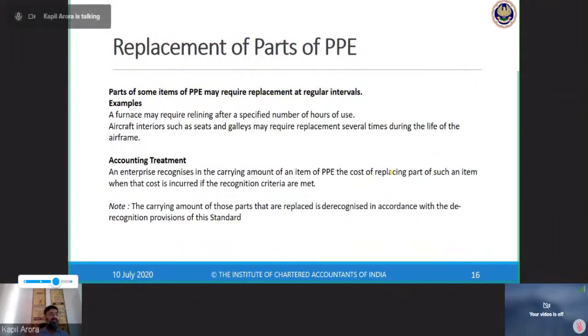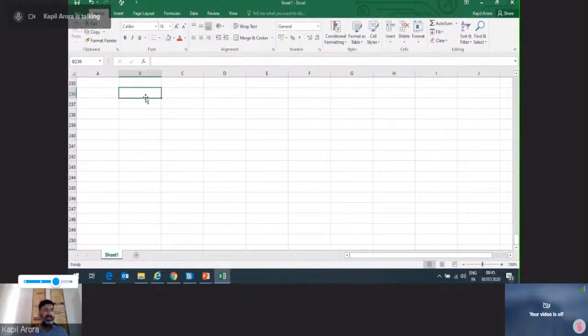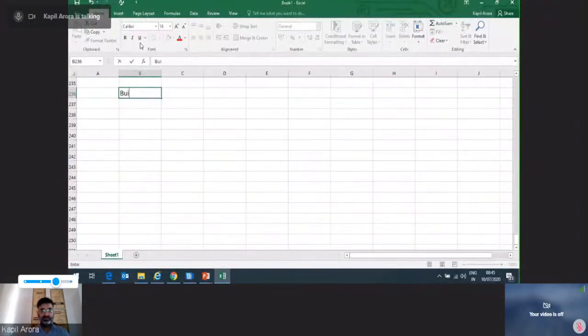Now, when you have taken the spare parts, there may be a case where the company might not have the spare parts. If the company doesn't have the spare parts, what will happen? For example, let's say there is a replacement of part of property, plant and equipment. If we replace a part of PPE, what will happen with that? Are we going to add the value of that asset in the books?